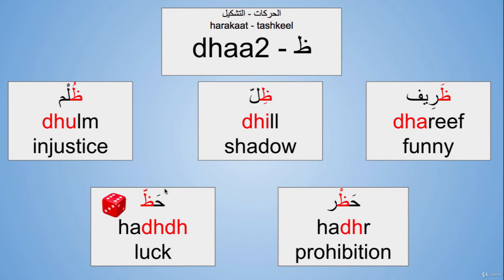Moving on to the letter dha, we can see that with fatha it sounds as dha, like the word dharif, which means funny. And with kasra it sounds dhi, like the word dhil, which means shadow. And with dhamma it sounds dhu, like the word dhulm, which means injustice.